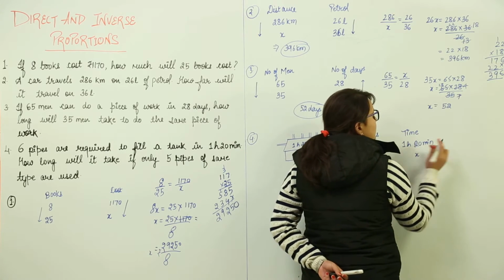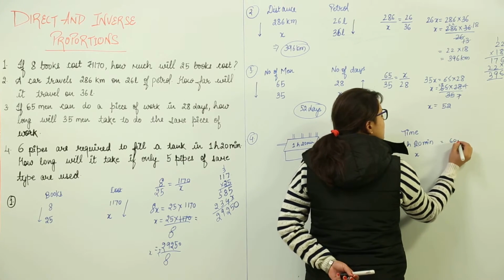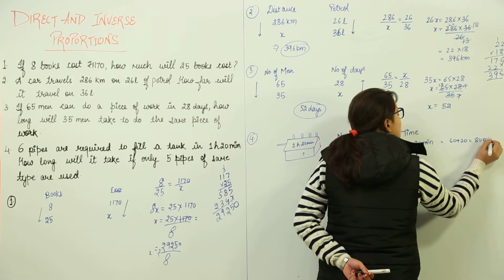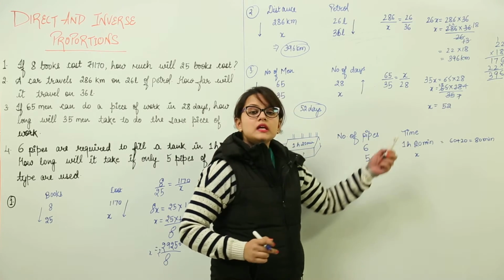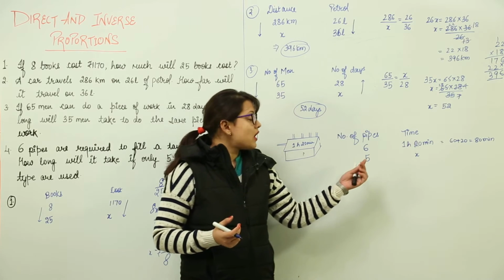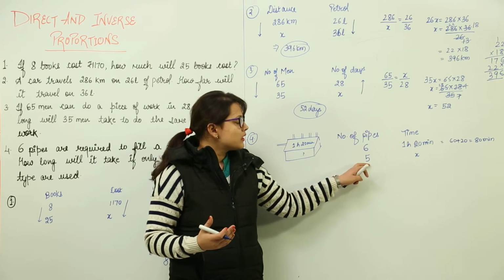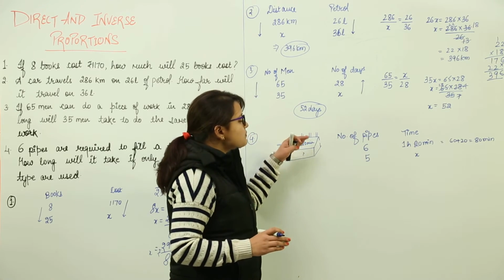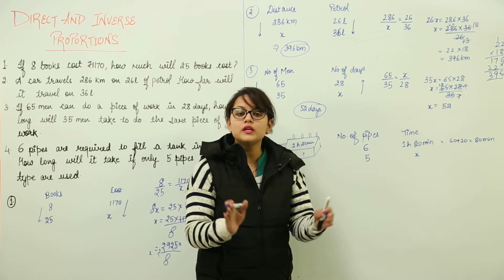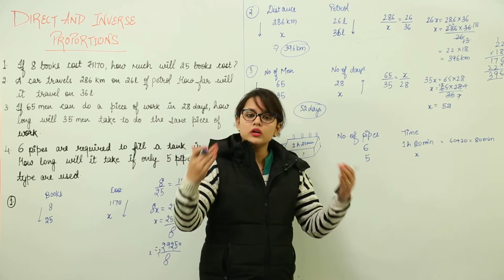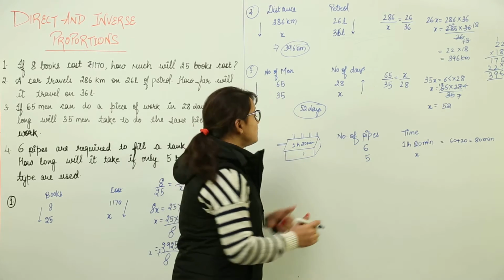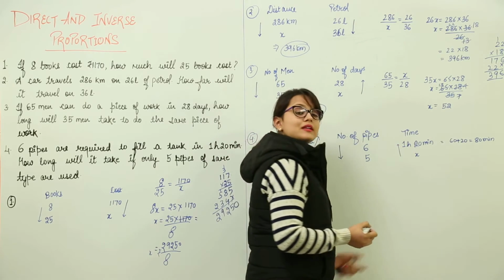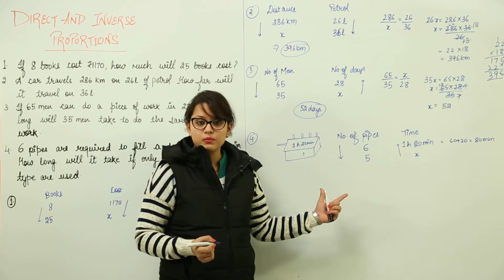How would you convert this? 1 hour is equal to how many minutes? 60 minutes. Then 60 minutes plus 20 minutes will become how much? 80 minutes, right? So now we have 6 pipes taking 80 minutes to fill the tank. We have to find how many minutes it will take if the number of pipes is 5. Now we can think about this. If the number of pipes is reduced, don't you think the tank is going to take longer? It will take a longer time to fill that tank. That means here the number of pipes is reducing, but the amount of time is going to increase. That means again this is a question of inverse proportion.